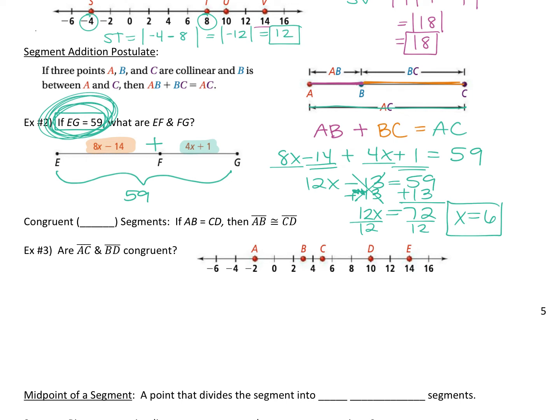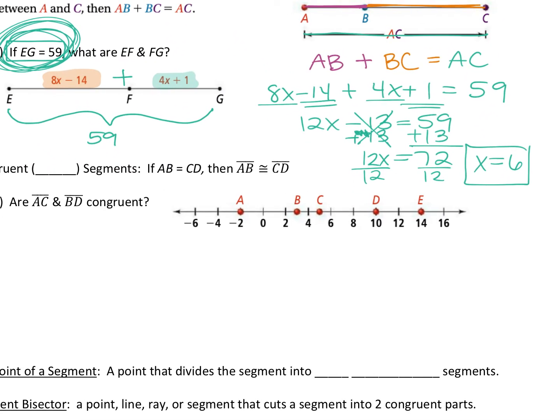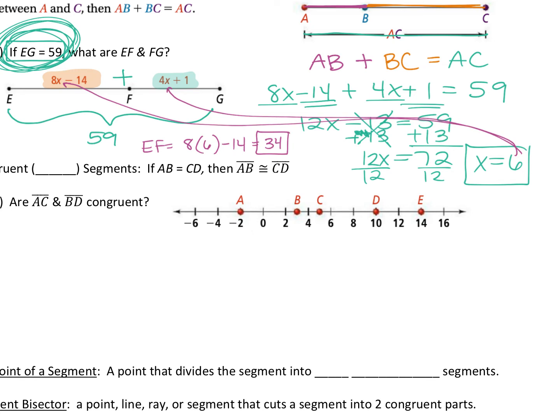The question didn't ask for x, right? It says what's the length of EF and the length of FG. So now you're going to take that 6. I should have written smaller, sorry. You're going to plug that 6 in here, and you're going to plug that 6 in here. So EF is going to be 8 times 6 minus 14. How's your mental math? 34. Okay, so EF is 34.